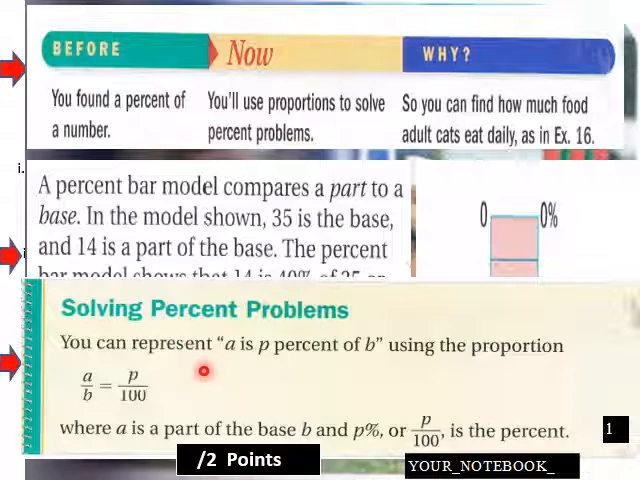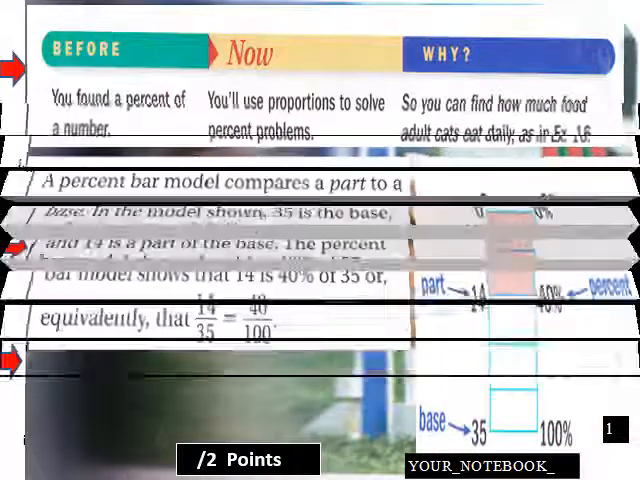Solving percent problems, you can represent A as P percent of B using the proportion A over B equals P over 100, where A is part of the base B, and P percent, or P over 100, is the percent. So let's try.